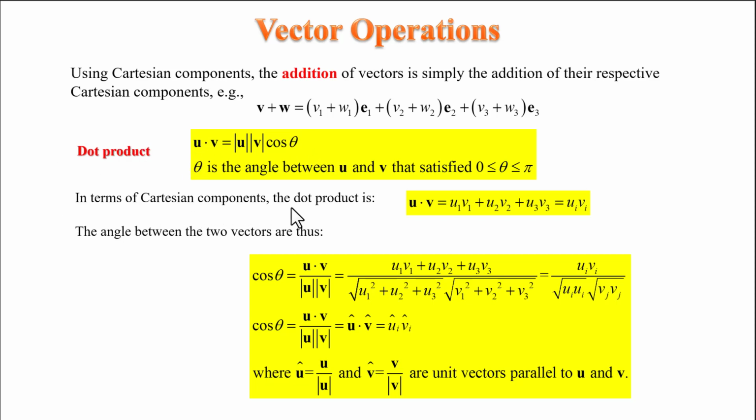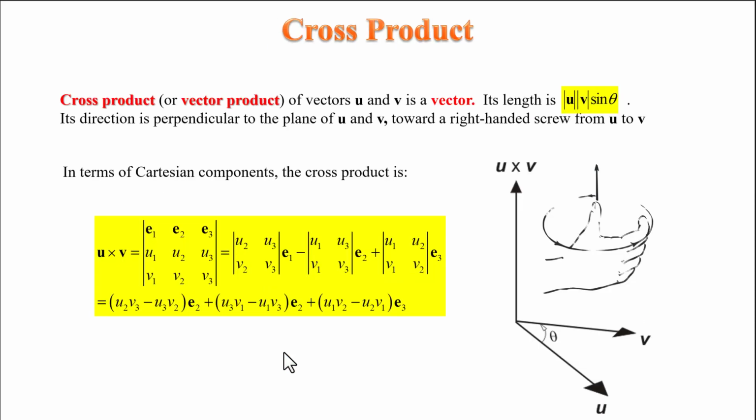In terms of Cartesian components, this dot product can be written very simply. So it's just this. It's u_i v_i. i is repeated. Because i is repeated, it stands for summation over 1 to 3, because it's a three-dimensional vector. And using the dot product definition, the angle between two vectors can be calculated using this formula.